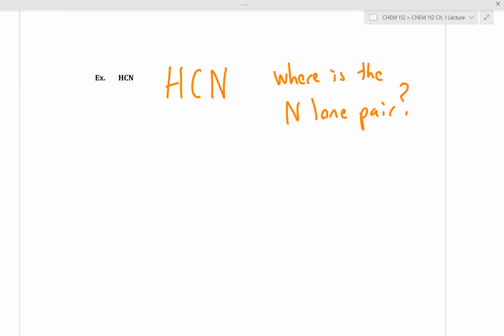All of that, yep. One on the right, one on the left. And the sp line corresponds to a linear geometry. So you should draw all of your 3 atoms in a straight line. Does that make sense? Good. Any questions?